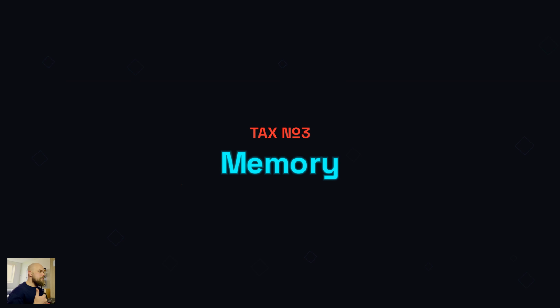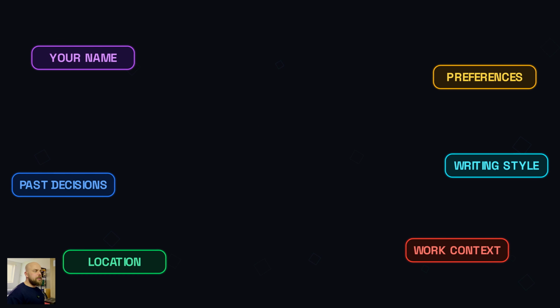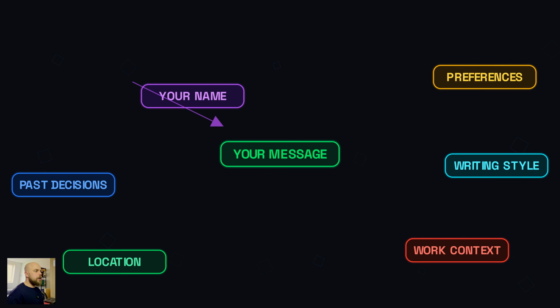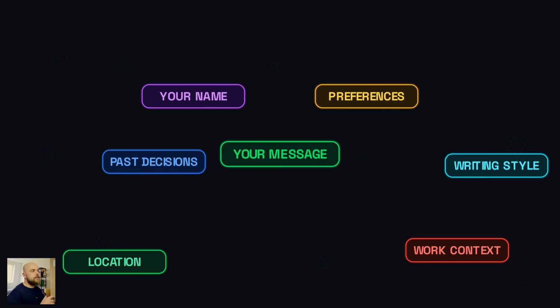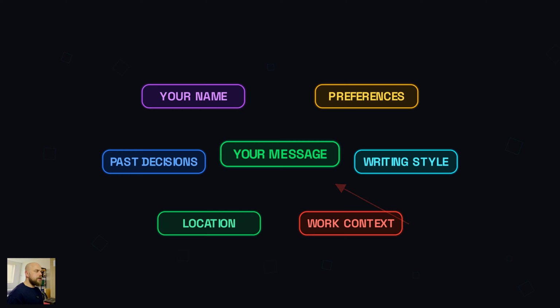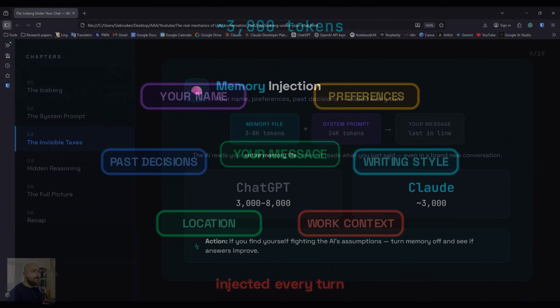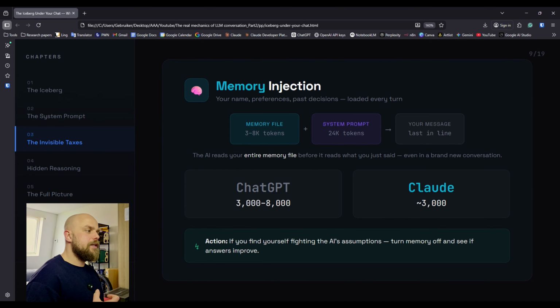The third tax: memory. Both Claude and ChatGPT remember things about you across conversations. Your name, your preferences, the things you mentioned before. The memory gets injected as text into every single turn. ChatGPT adds between 3 and 8,000 tokens per turn, Claude around 3,000. Every message you send, the AI reads your entire memory file before it reads what you just said, even in a fresh conversation.